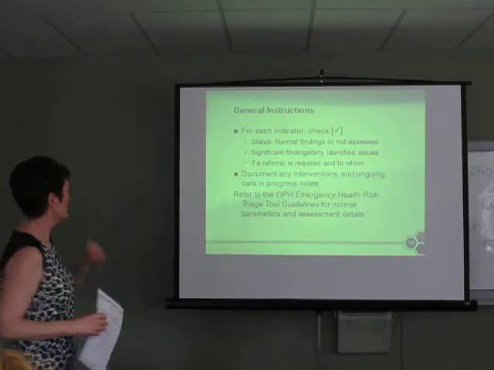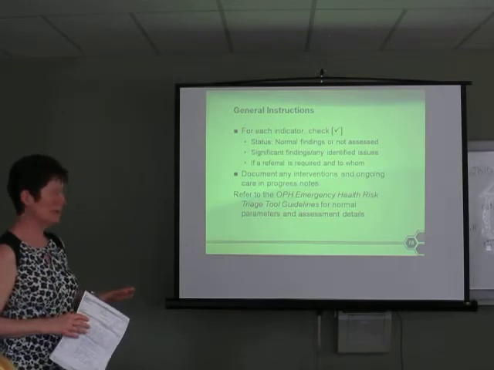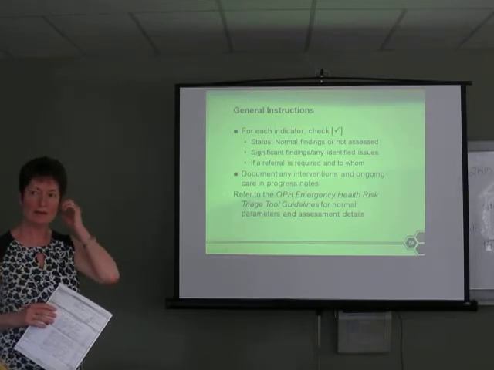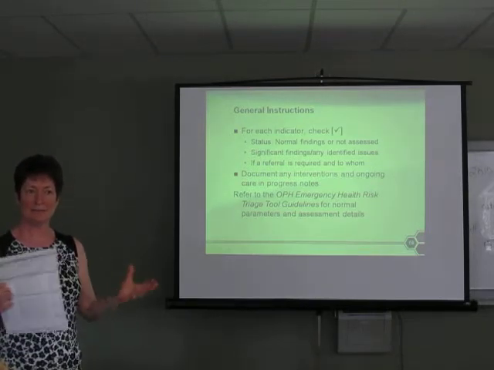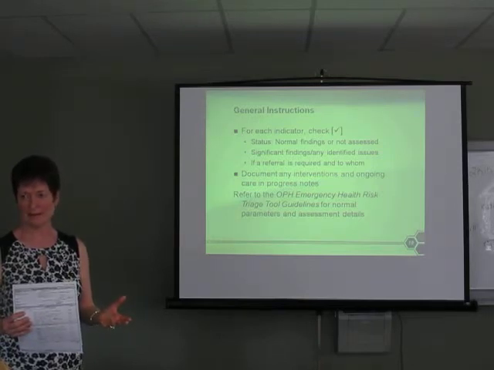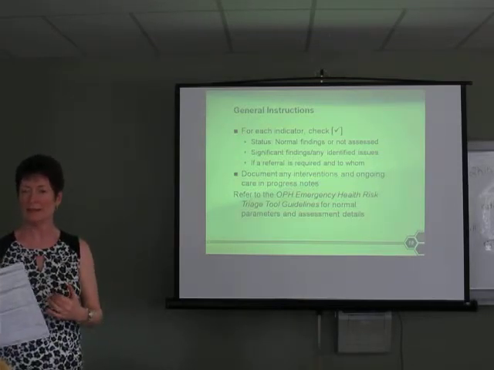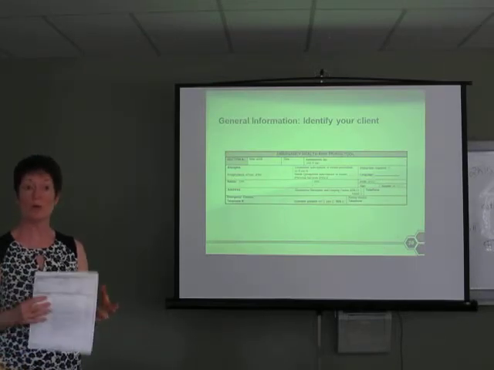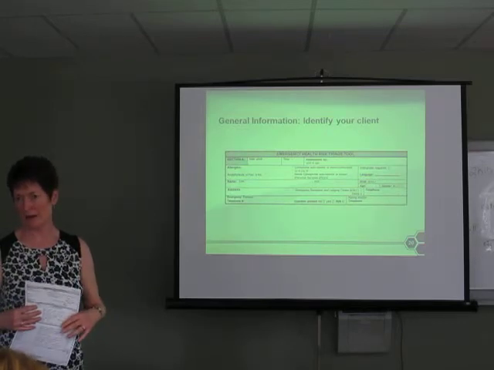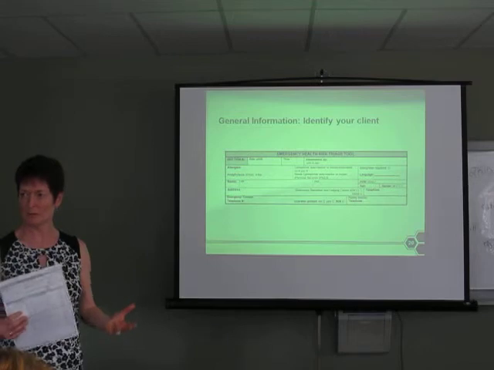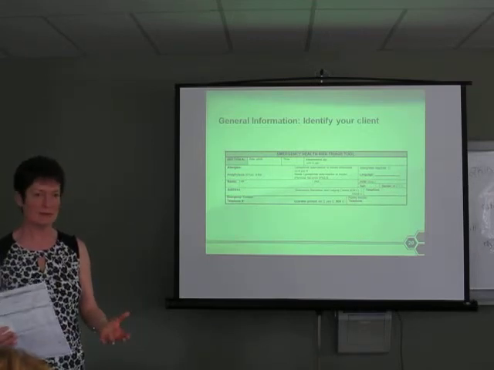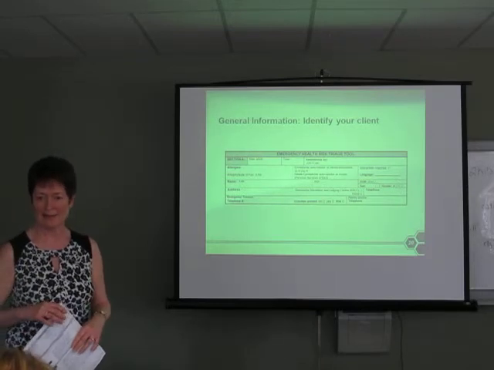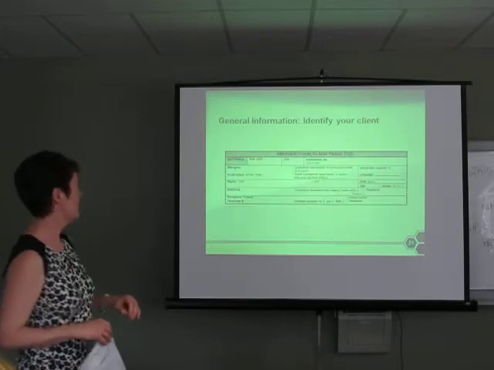Okay, so you're going to document any interventions, and then you have your guidelines. Next slide, just a note about the guidelines. In the guidelines, it provides you normal parameters. It doesn't talk about significant findings, examples of significant findings. That's for you as a nurse to know what's not normal. And that's why it's not in the guide, because it's assumed that given the normal guidelines, the normal vital signs, you will be able to determine what is normal.